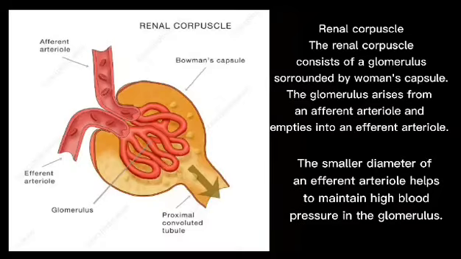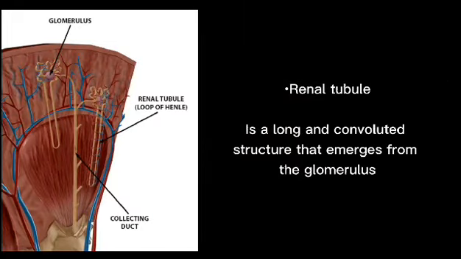Renal corpuscle. The renal corpuscle consists of a glomerulus surrounded by a Bowman's capsule. The glomerulus arises from an afferent arteriole and empties into an efferent arteriole. The smaller diameter of an efferent arteriole helps to maintain high blood pressure in the glomerulus. The renal tubule is a long and convoluted structure that emerges from the glomerulus and can be divided into three parts based on function.